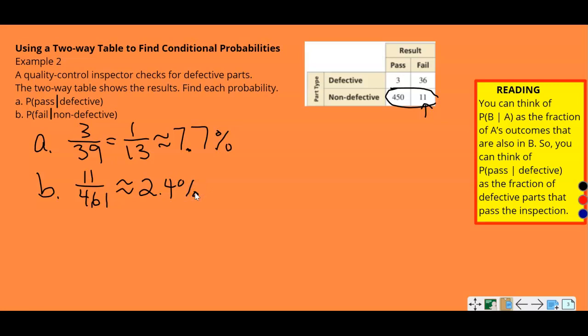All right, so again, conditional probability, there's always a condition to what you're looking at. So we want to know how many failed with the condition that we're only looking at non-defective parts for B part.